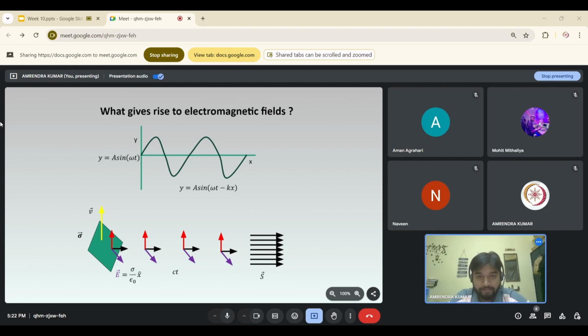Because in the right hand side we have seen that it gives rise to the electromagnetic wave equation, where the right hand side is the source term for such electromagnetic wave equations.